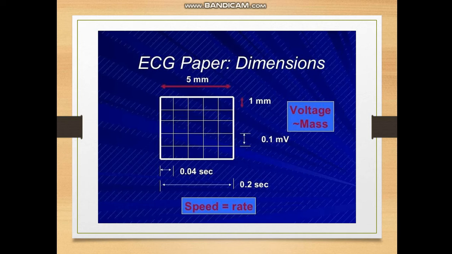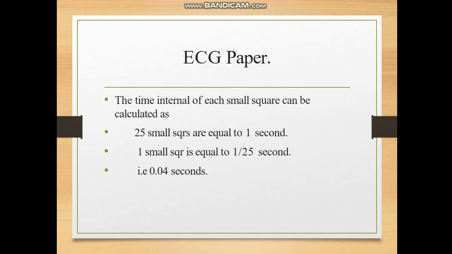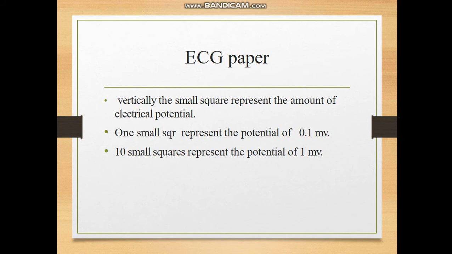It means 5 large squares elapse per second. The time interval of each small square can be calculated: 25 small squares are equal to 1 second, so 1 small square is equal to 1 by 25 second, that is 0.04 second. These are the dimensions of the ECG paper. Vertically, the small square represents the amount of electrical potential in terms of voltage.